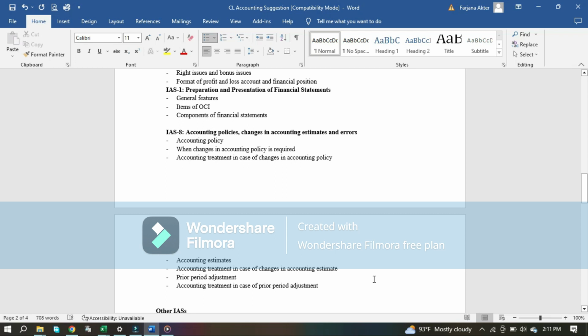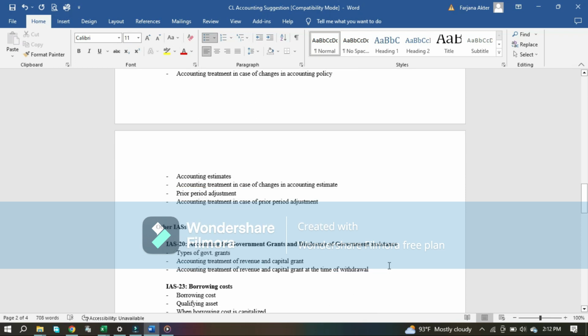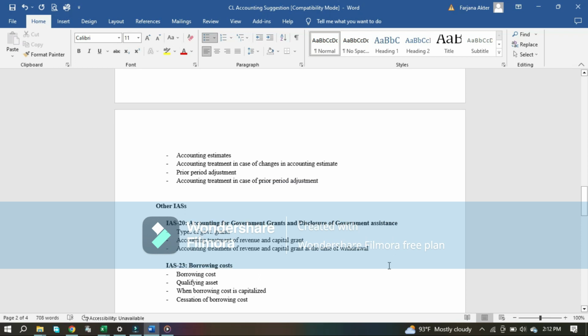Accounting policy. When changes in accounting policy are required. Accounting treatment in case of changes in accounting policy. Accounting estimates. Accounting treatment in case of changes in accounting estimate. Prior period adjustment. Accounting treatment in case of prior period adjustment.